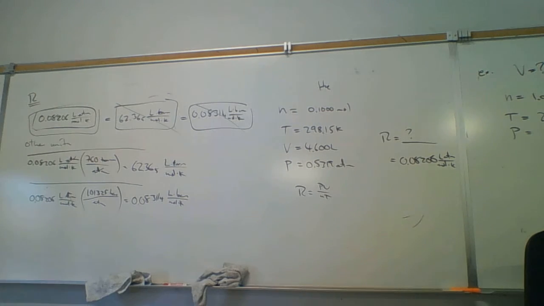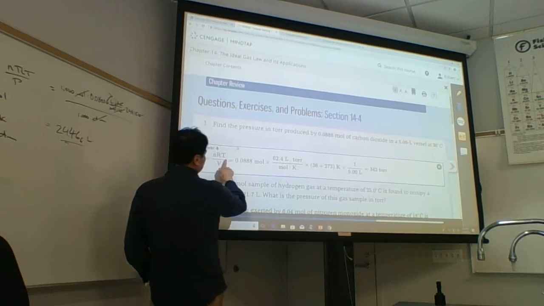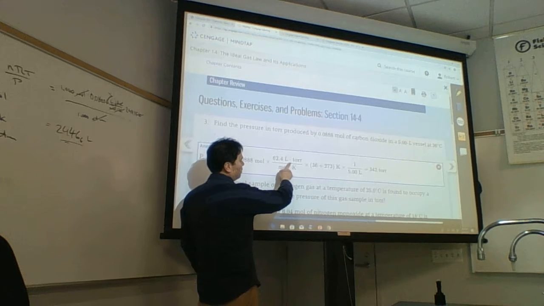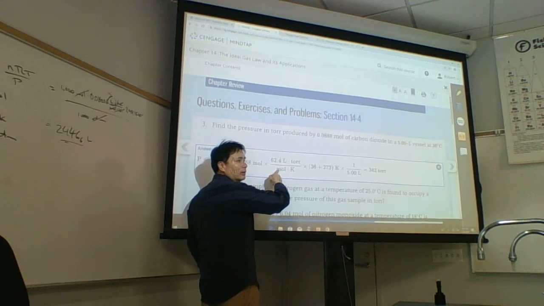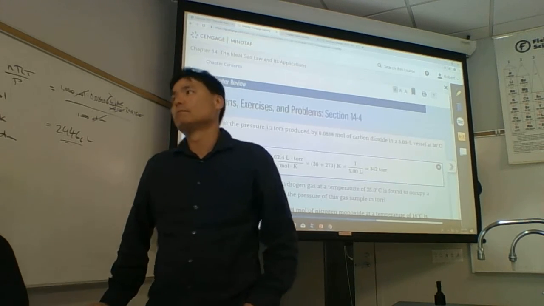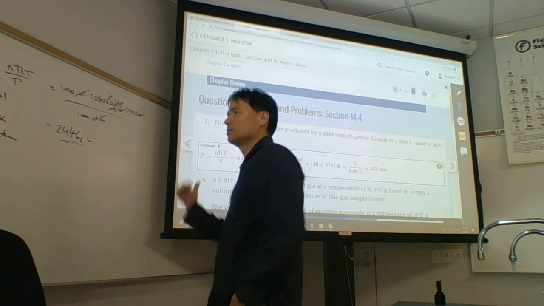Your book doesn't do it that way, though. Your book uses a different constant R depending on what's given. So take a look at this: nRT, n, 0.0888 moles, R, 62.4 liters torr per mole Kelvin. Where did they get that? They memorized it. Your book has a different approach. Your book is just going to say memorize these three. Do you want to memorize those three? No. Whereas for me, it's much easier to do this problem this way.